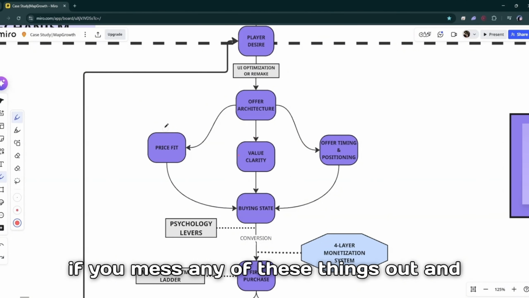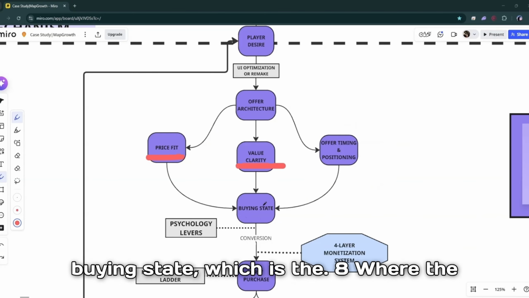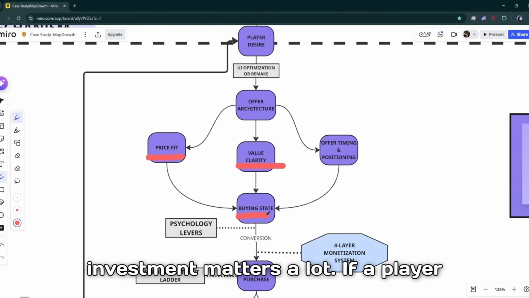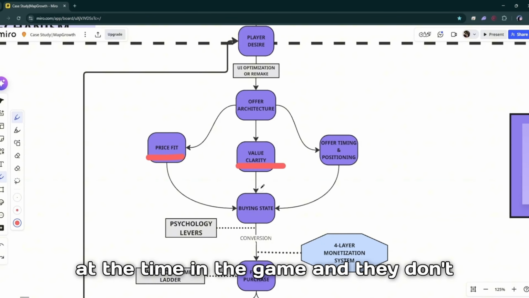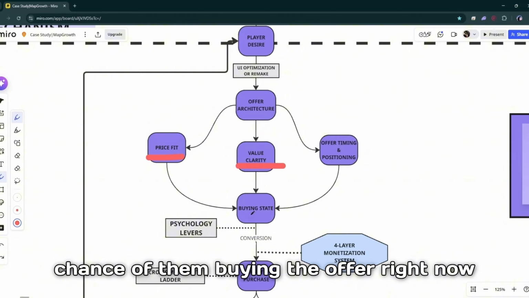So if you mess any of these things up, then your conversion rate will lower by a lot. Now that you got them into the buying state, which is the state where the player is open to spending and where the investment matters a lot, if a player made it this far into the map, they are already more invested. They already spent the time in the game and they don't want to lose all of the progress. So the chance of them buying the offer right now is so high.